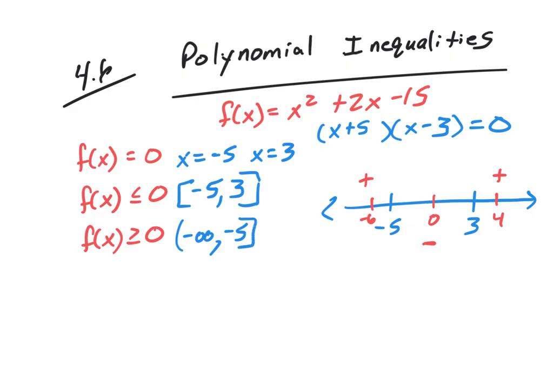And then we have a little break in there. And then we're going to start over again at 3. And we're going to say, oops, I should be a bracket over here at 3. So this would be 3 to infinity.